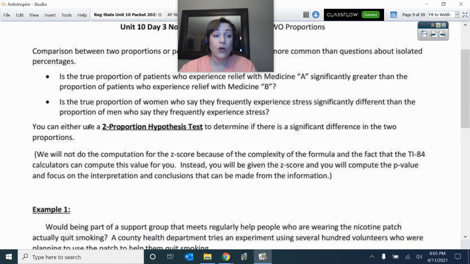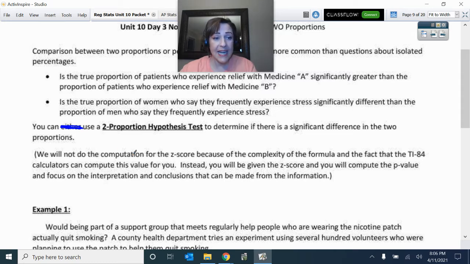Okay, so you can use a two proportion hypothesis test to determine if there's a significant difference in those proportions. So in AP statistics, we actually work on two proportion confidence intervals so we can estimate how much that difference is, but we will not get into that in this class. We'll just be working on, how are they related?